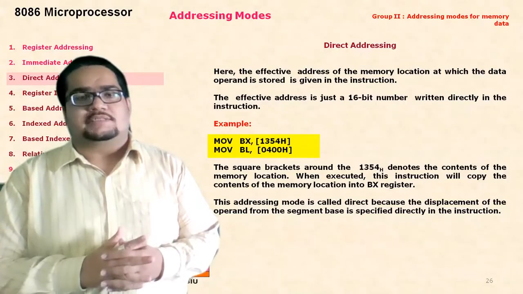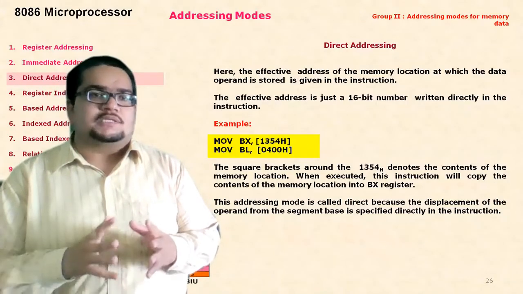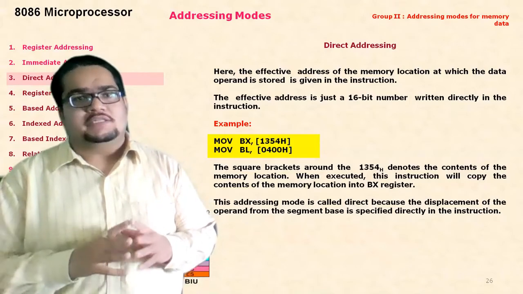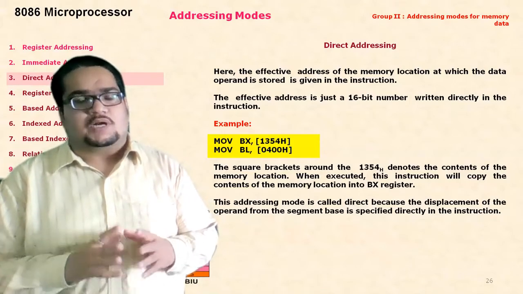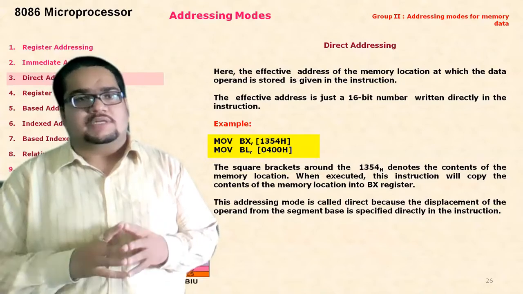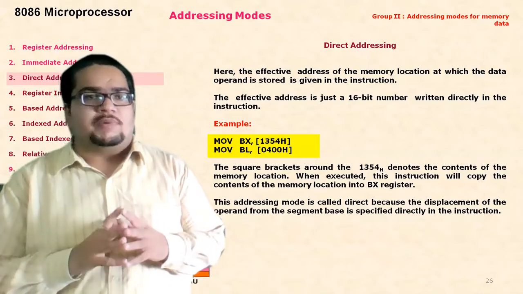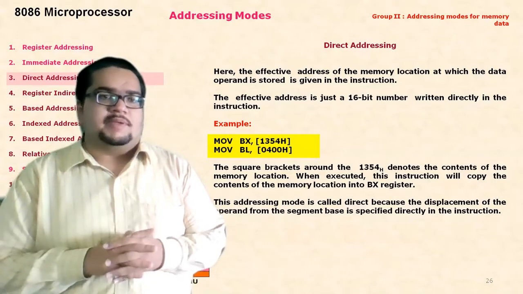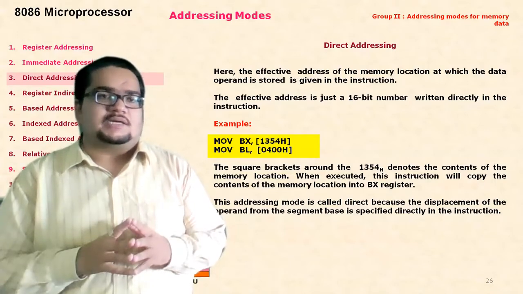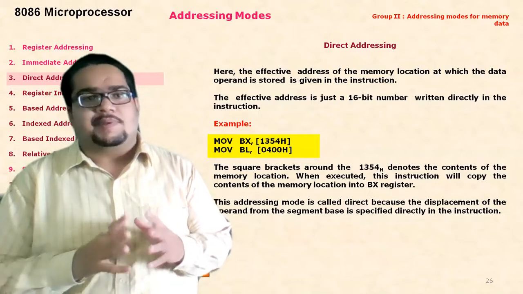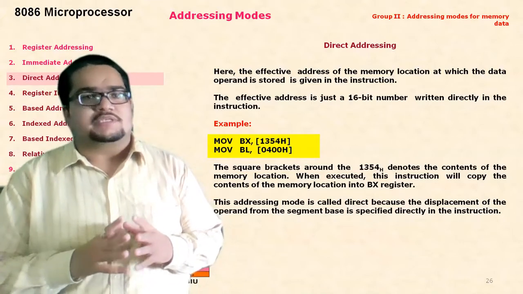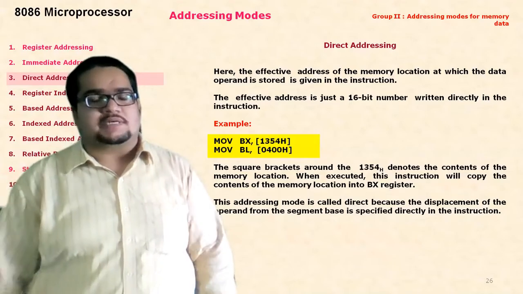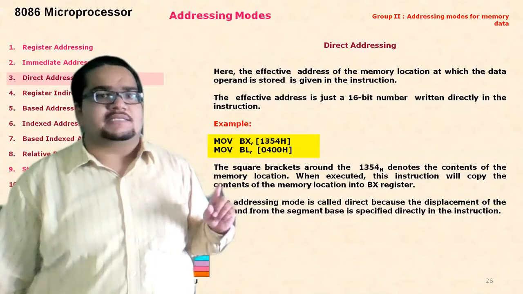In the group 2 addressing modes, the source operand is available as memory data. So in all these 6 different types of addressing modes under this group, we have to understand that our operand number 2, that is the source operand, is available as memory data. That means it is the data located in memory, and that memory address is being indicated in the instruction. In this group, the first type of addressing mode is the direct addressing mode.